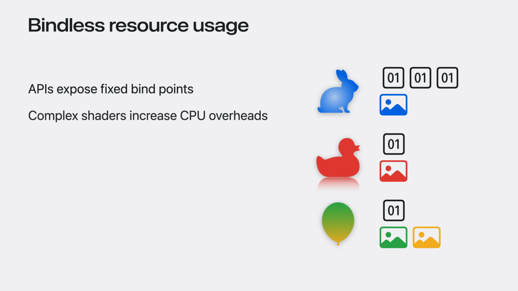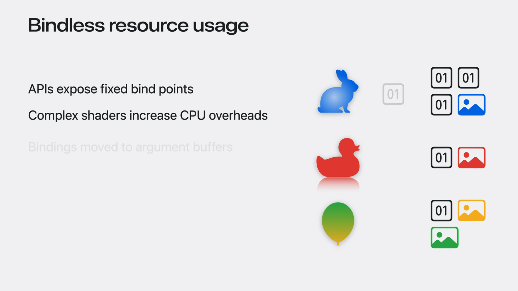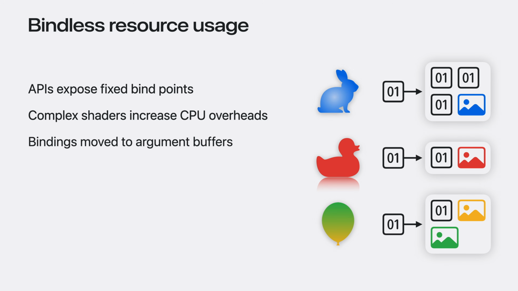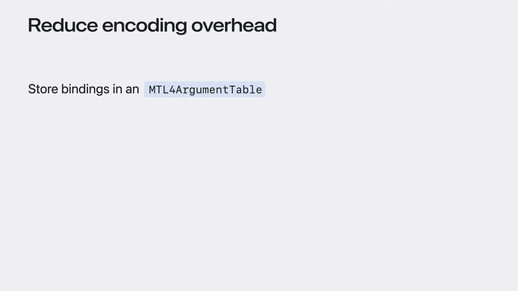However, as draw call counts increased and shaders became more complex, the impact of managing bind points per draw added to the CPU time. So, applications changed to bindless, where the bound resources are moved to another buffer to store the bindings. That way, the app just needs to bind a single argument buffer for each object or even the entire scene. And this means you can greatly reduce the number of bind points you need. To help your app avoid paying for extra bind points, Metal 4 provides a new Metal 4 argument table type to store the binding points your app needs.